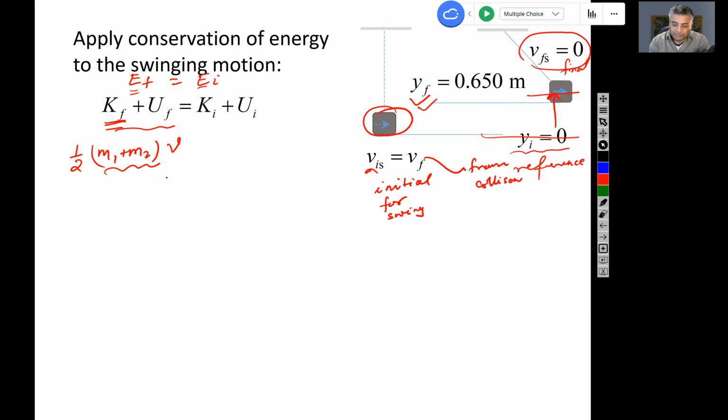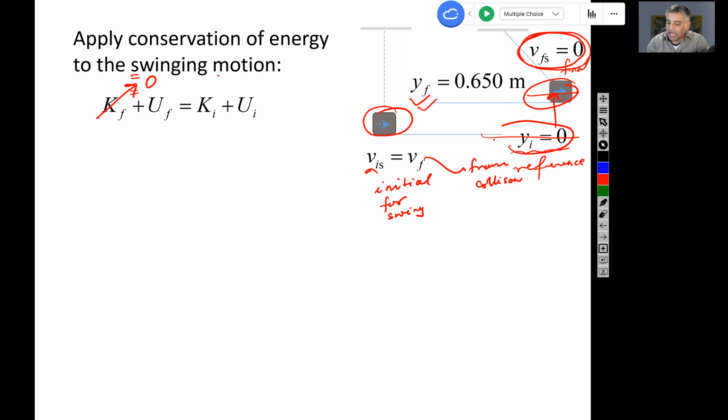Maybe I could have first talked about this here. The final speed for the swing is 0, which means KF is actually 0. And the initial height is 0. So it starts swinging from 0 height, which means the initial potential energy is 0. Remember, this is mgyi, and yi is 0, so this whole thing is 0. That means we have just this, so we don't have to keep writing a lot of things here.